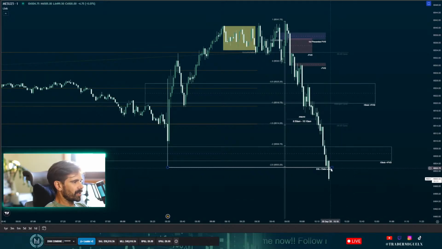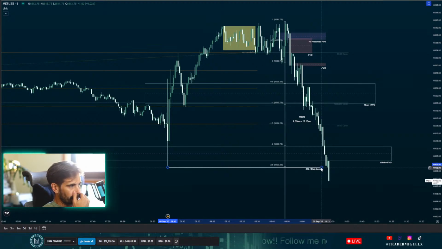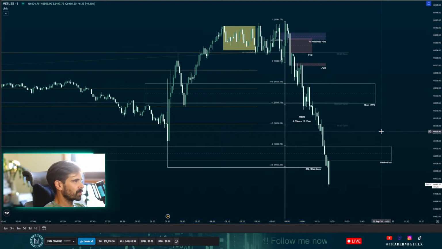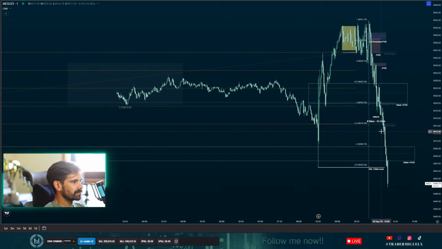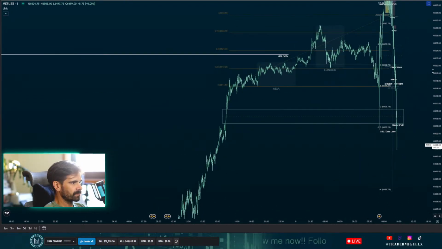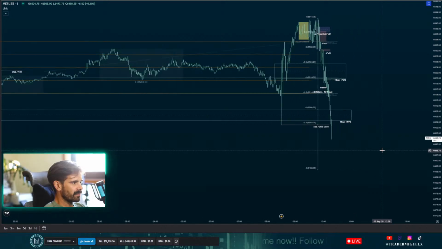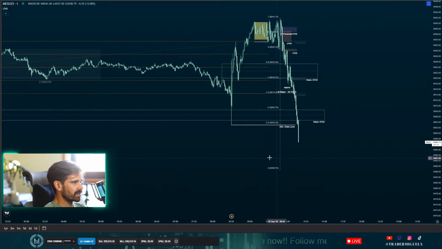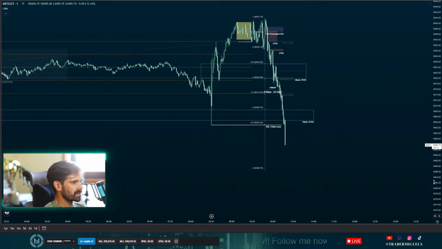So yeah, at this point, we reached our drawn liquidity. Price really reached drawn liquidity, it can eventually extend to -4 standard deviation. It can eventually happen, and it seems like it.